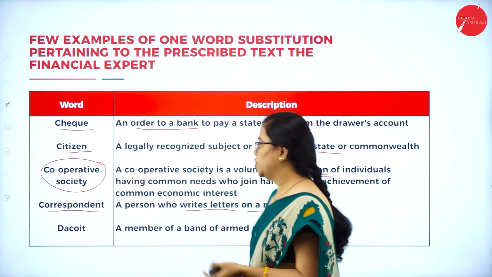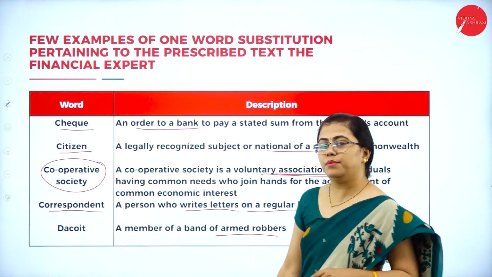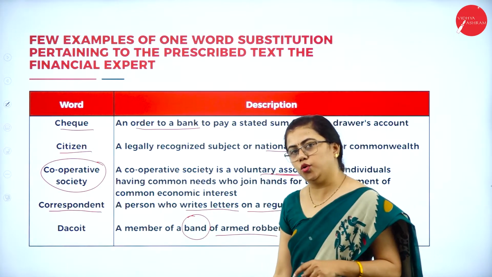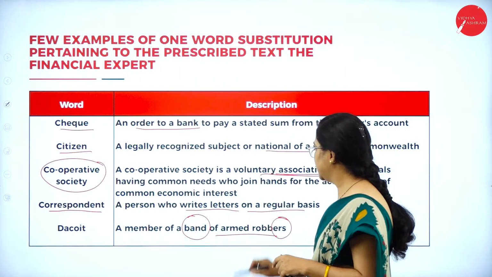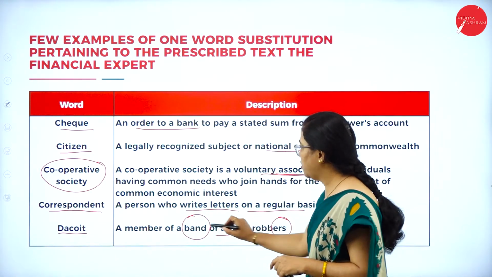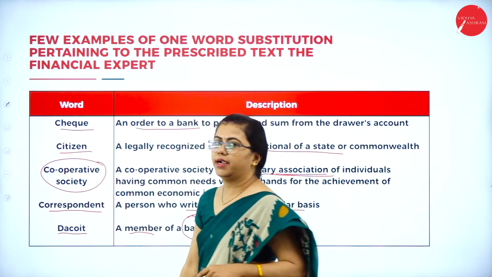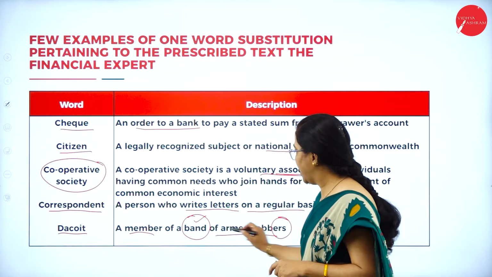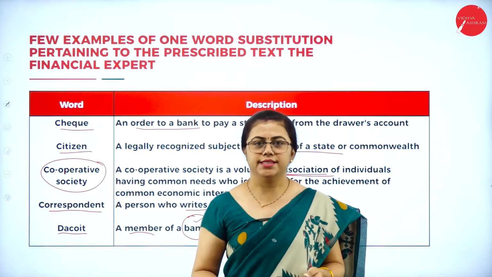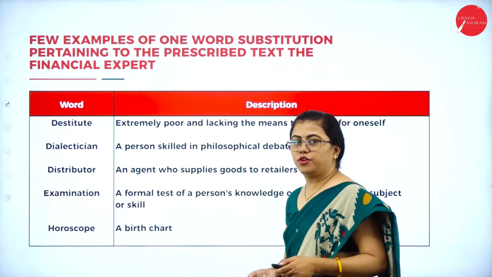Then we have a member of a band of armed robbers. A band is a collective noun, a group of robbers. The group of robbers is called a band and a member of that is called a dacoit. So when the words band of robbers come, you can easily guess that it is a dacoit. Then we have a few more words.